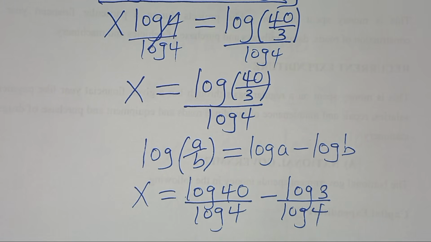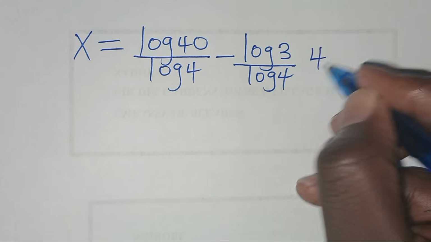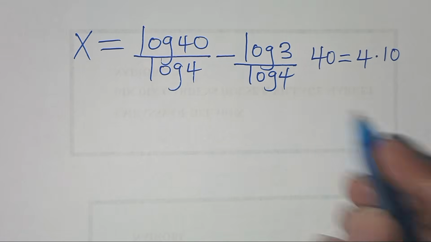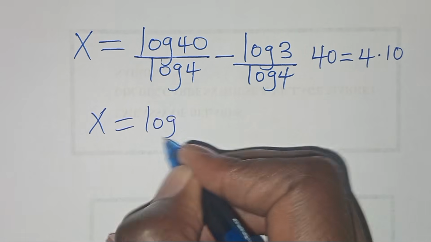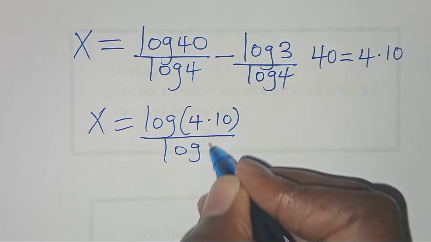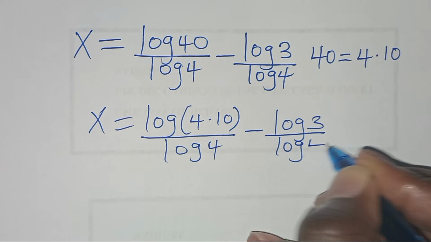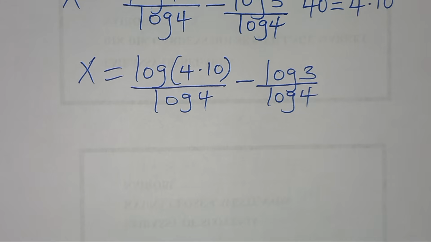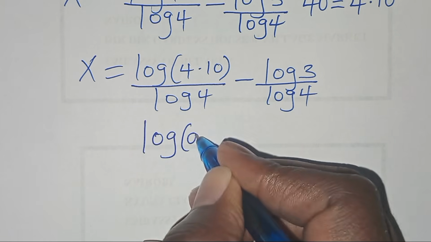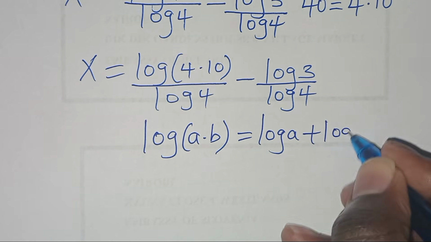So let's proceed from here. Now from what we have here, we can express 40 as 4 times 10. So let's substitute this. We have x is equal to log 4 times 10 divided by log 4 subtract log 3 divided by log 4. So this implies that here log 4 times 10, this is in the form of log a times b, which we can express as log a plus log b.